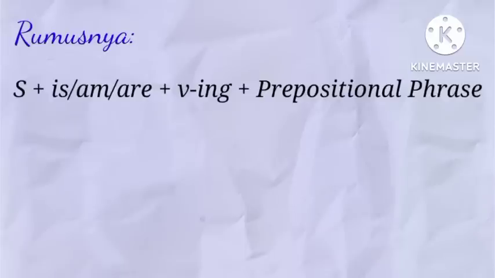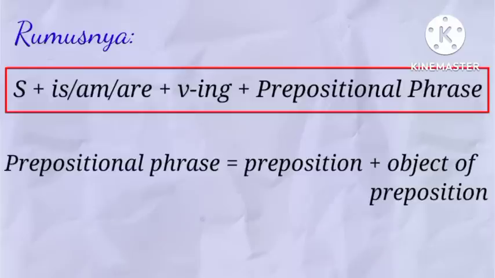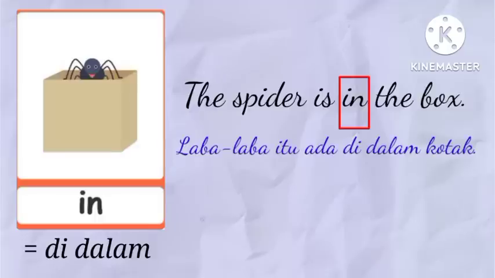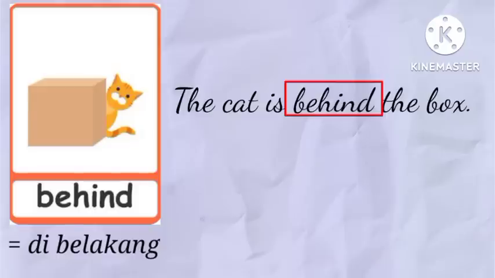And then the formula for the sentences before is subject plus is plus verb ing plus prepositional phrase. What is prepositional phrase? Prepositional phrase is preposition plus object of preposition. Okay, next. In. Di dalam. The spider is in the box. Behind. Di belakang. Example: the cat is behind the box.